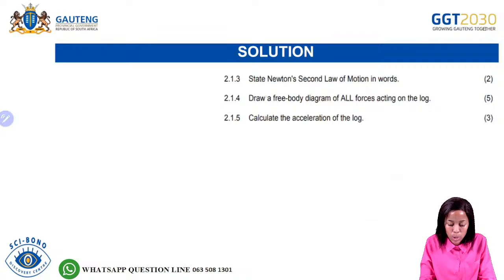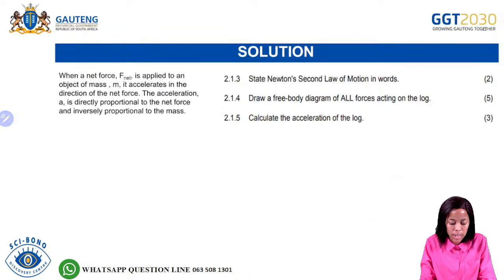Okay, then looking at this one, 2.1.3, it says that you need to state Newton's second law of motion in words. We have already spoken about this one, and we said that it is when a net force F net is applied to an object of mass m, it accelerates in the direction of the net force, and the acceleration a is directly proportional to the net force and inversely proportional to the mass.